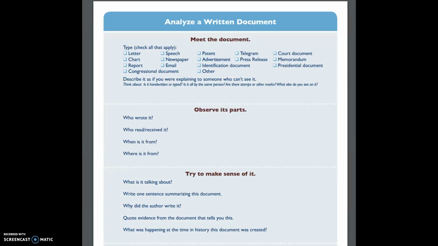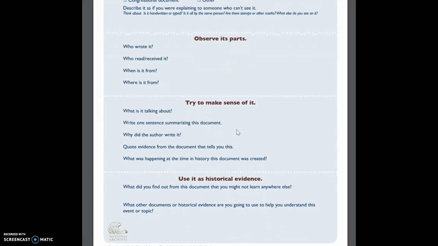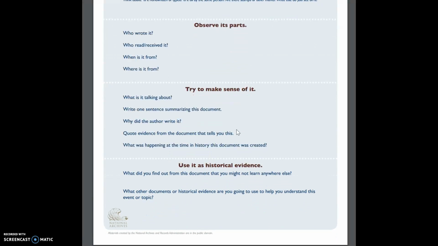So next you want to source the document and you want to observe its parts. So you want to note who is the author, who wrote it, who was their intended audience, so who was reading this document or receiving it. What time period is this document from? Where is it from? What's the location that it is from?